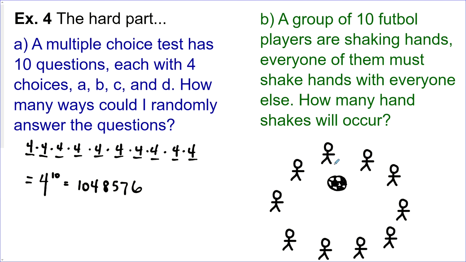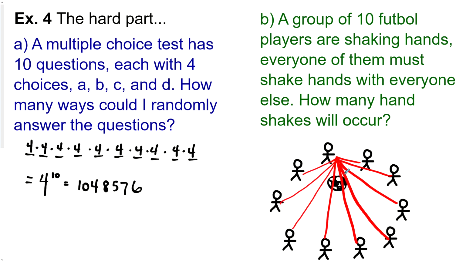So I drew 10 football players here, and they're all ready to shake hands. I'm going to start with this guy here, and he shakes hands with 1, 2, 3, 4, 5, 6, 7, 8, 9 people. I'm going to move on to the next guy, but I'll change the color here. So this next guy, he's already shaken hands with the first guy, so that doesn't need to be repeated. He needs to shake hands with 1, 2, 3, 4, 5, 6, 7, and 8.